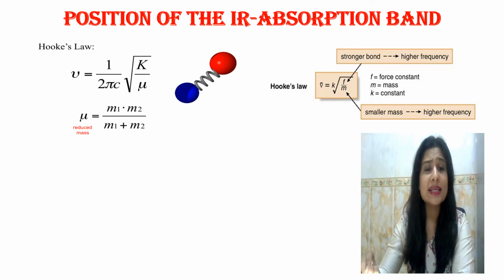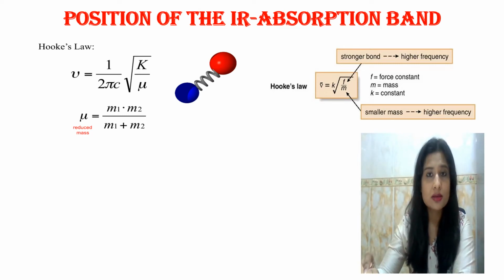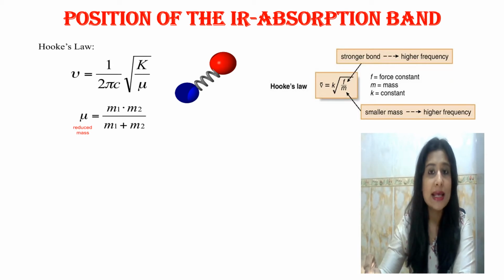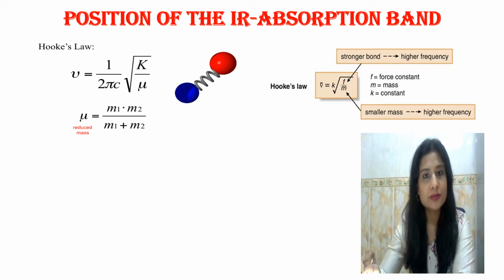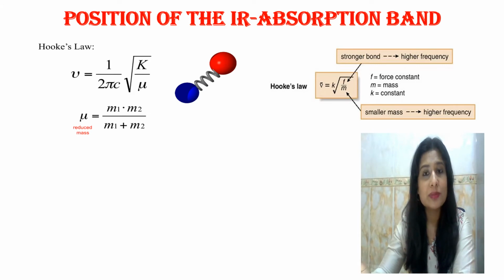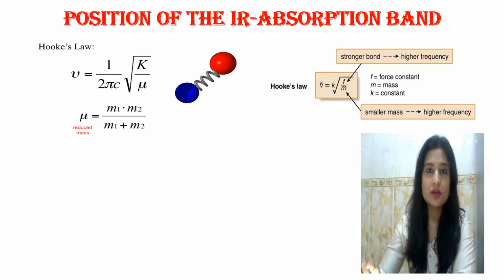Okay. Second, frequency of vibration is inversely proportional to the reduced mass. Now reduced mass can be calculated on the basis of the masses of the two atoms. So obviously it is directly proportional to the masses. The greater the masses of the atoms, the greater will be the reduced mass. And since reduced mass is inversely proportional to the frequency of vibration, the lesser will be the frequency of vibration. So this is Hooke's law that tells us what is the frequency of vibration required to stretch that particular bond.